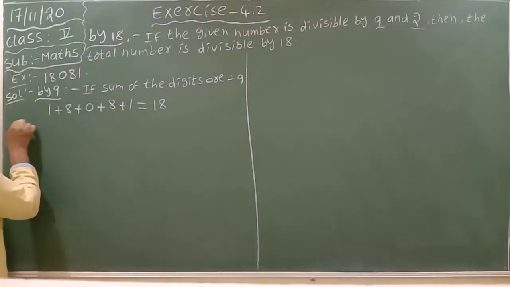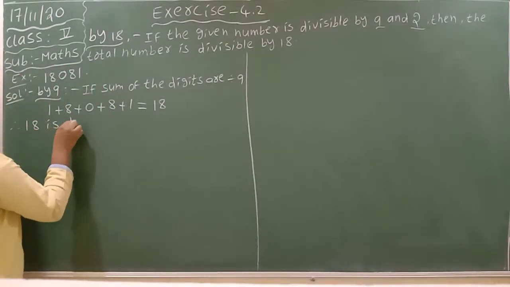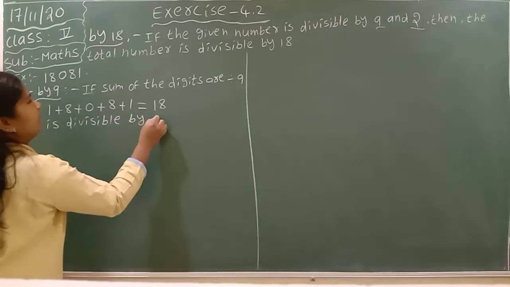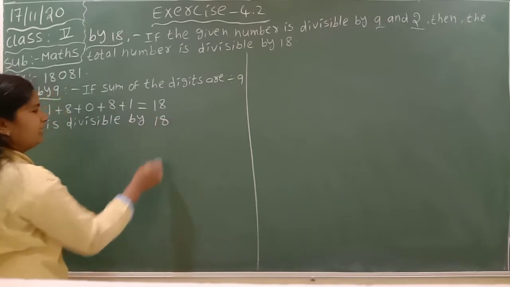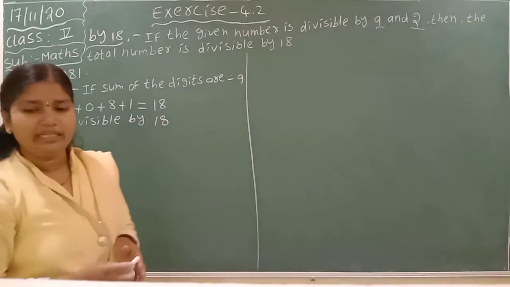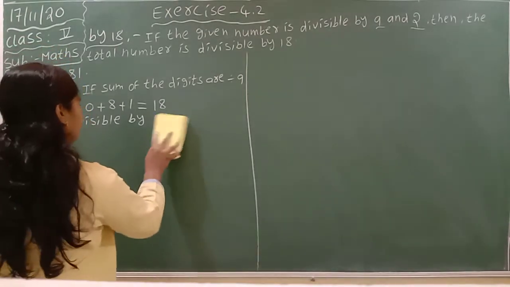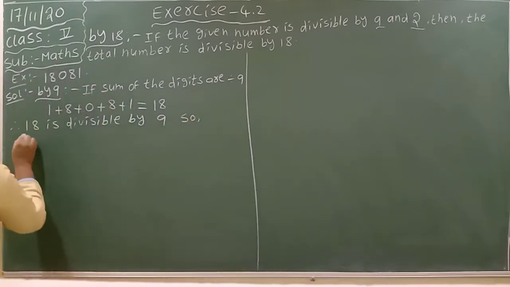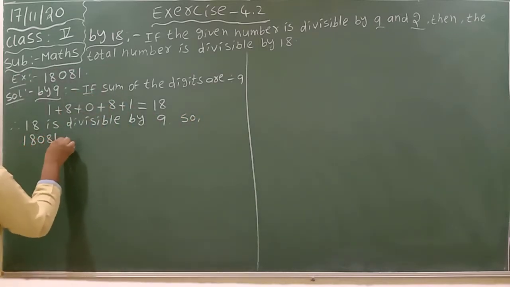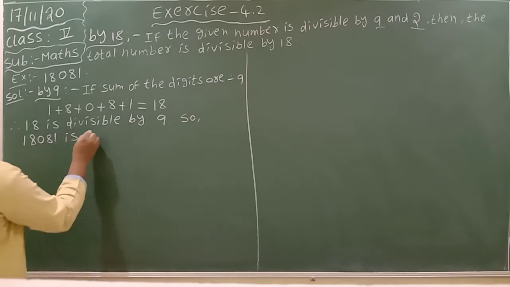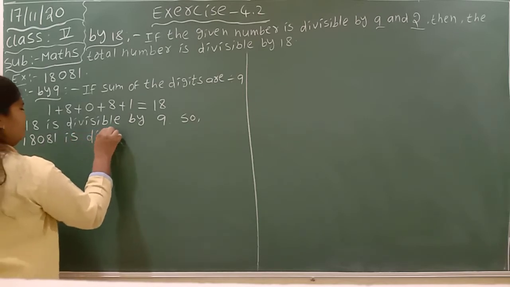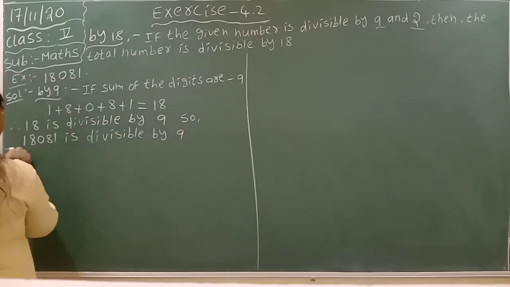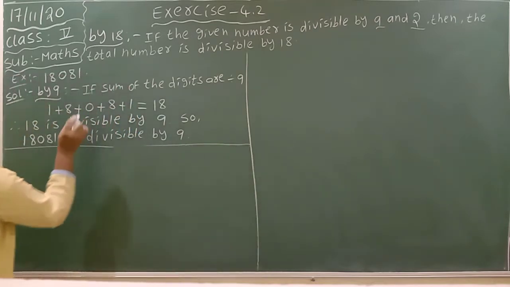Here, therefore, 18 is divisible by 9. So the total given number 18,081 is divisible by 9. Up to here, one part is completed.